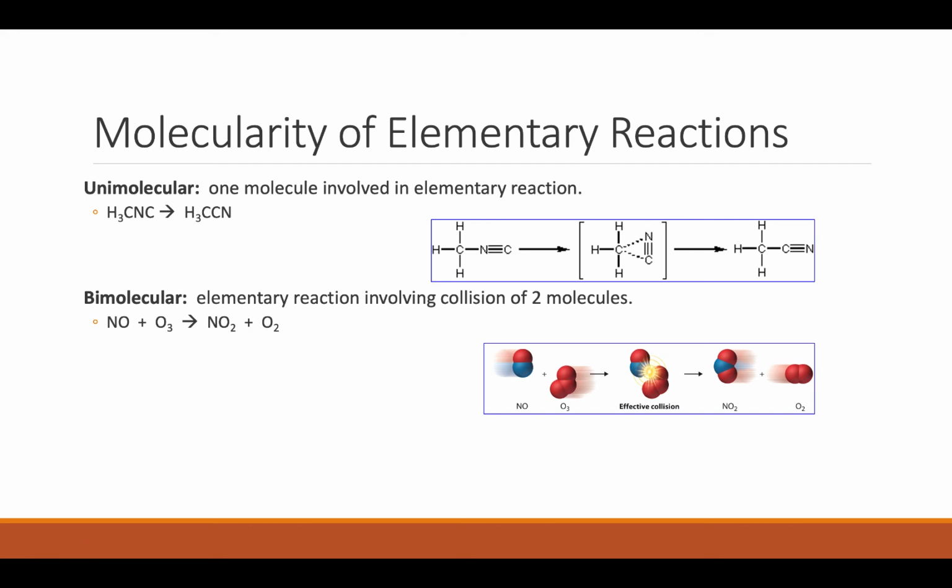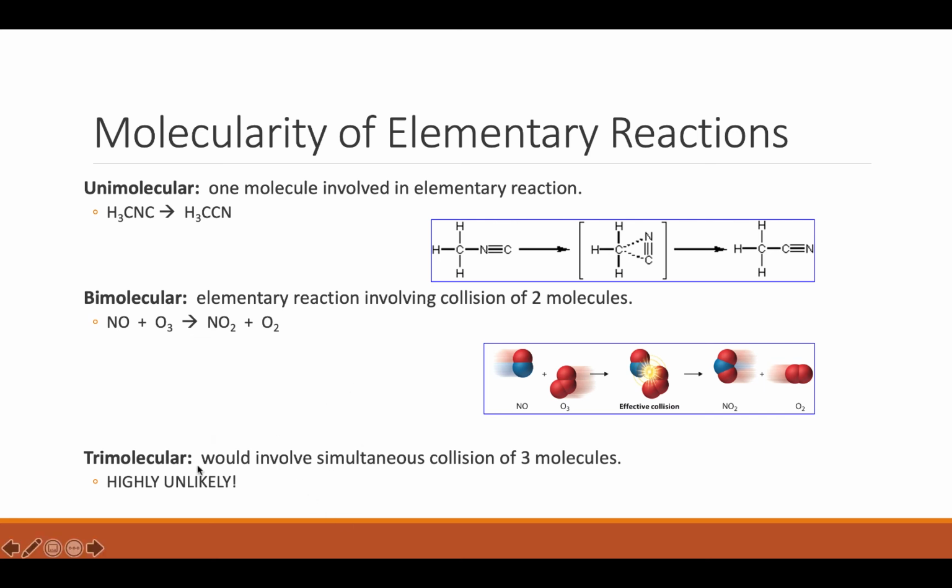And finally, a trimolecular step would involve the simultaneous collision of three molecules. That's pretty unlikely. Think about what that would require. It would mean that three molecules would have to collide with each other with enough energy and in the right orientation to produce a reaction. That's pretty unlikely, not impossible, but pretty unlikely. So those often do not happen in a single step. They would be broken up into several elementary steps.